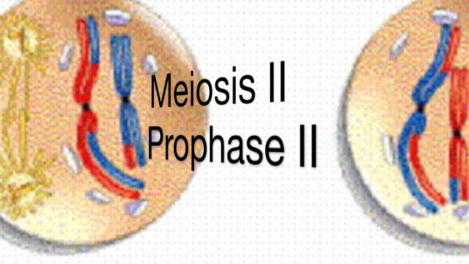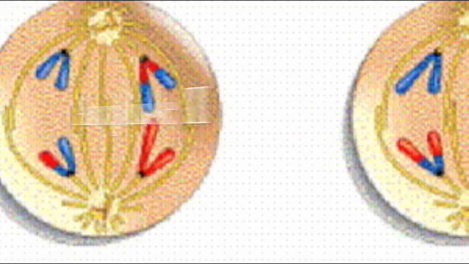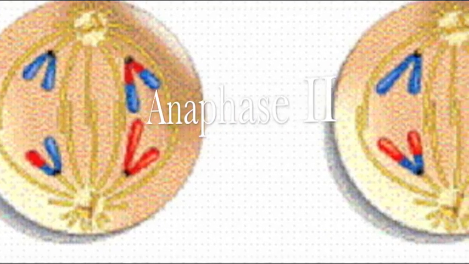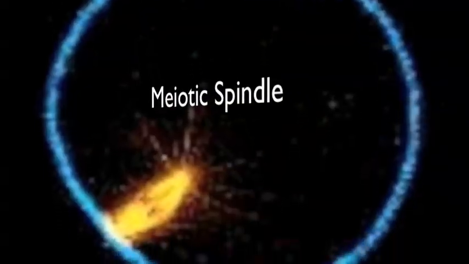The stages of meiosis 2 are similar to mitosis or meiosis 1, except for the fact that sister chromatids which previously comprised each chromosome are separated into different cells, thus producing a total of 4 daughter cells from meiosis.